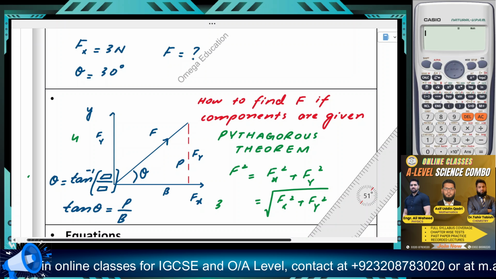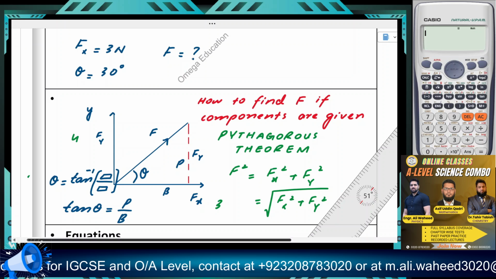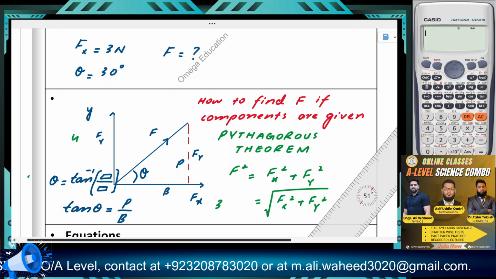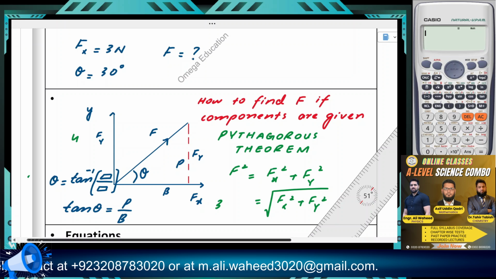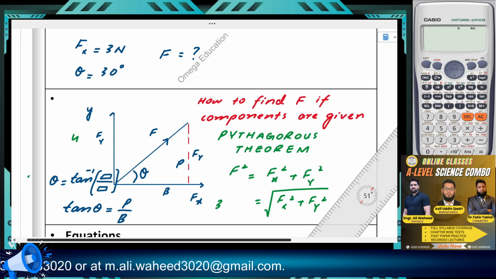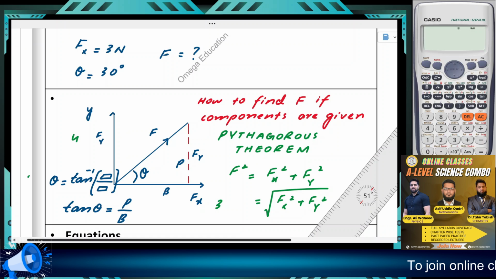So one of the components of the vector is given, the x component of the vector is given. We need to find the overall vector. Is there any mathematical expression that can be used, or do we need to find something else first before we could find the value of f?